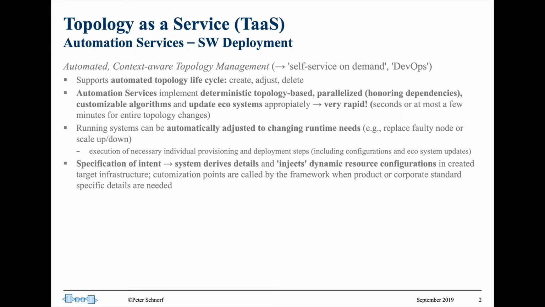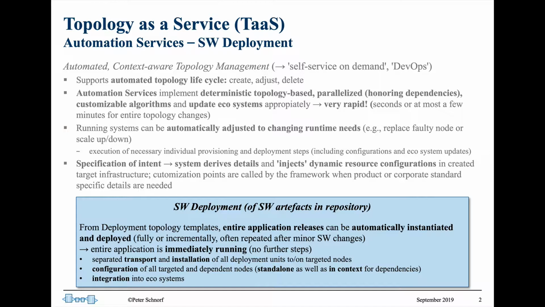The general characteristics of automation services in the Topology as a Service framework have already been discussed in the video that presented the provisioning service as the first example. We can skip this here. Now we look more closely into the second one of these services, namely software deployment.